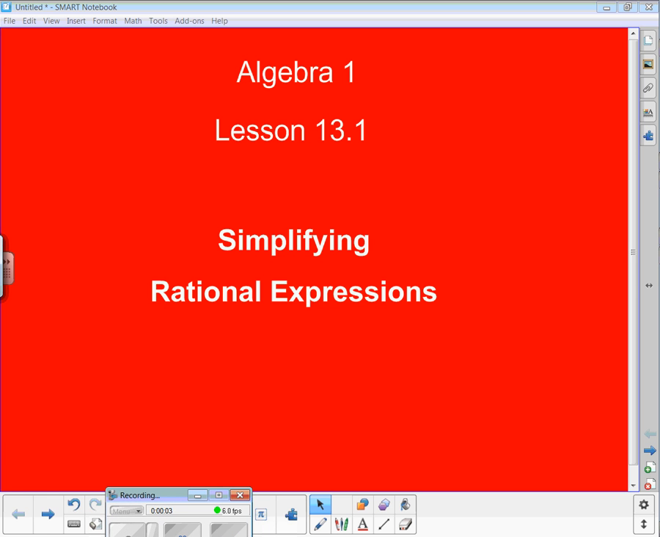All right, this is probably the last flipped class you're going to have of the year. We're getting close to the end of the school year. And so Algebra 1, Lesson 13.1, Simplifying Rational Expressions.